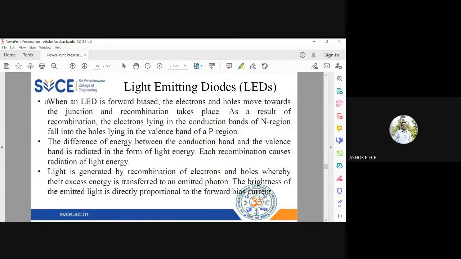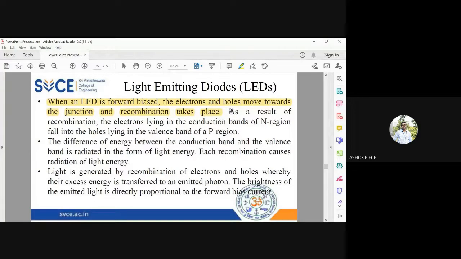So when an LED is forward biased, the electrons and holes move towards the junction and recombination takes place. In forward bias, the battery, the supply voltage, will repel the charge carriers towards the diffusion region. So the electrons and holes will be moving towards the diffusion region. Since the depletion region width is going to be very, very small, recombination takes place.